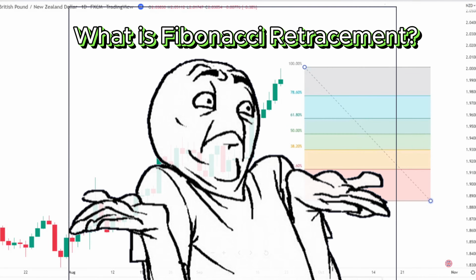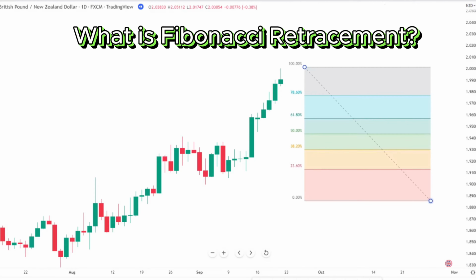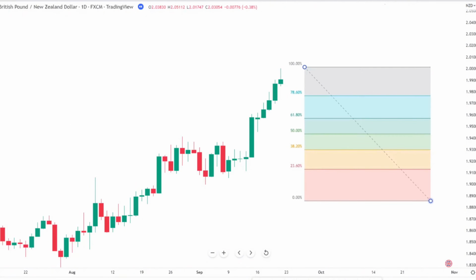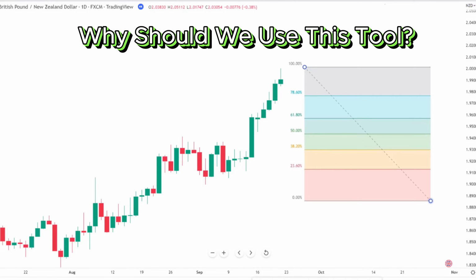So, what exactly is Fibonacci retracement? It is a set of key levels based on Fibonacci numbers that allow you to identify the end of a pullback. We can find these key levels by using the Fibonacci retracement tool. The real question is, why should we use this tool to identify pullbacks?